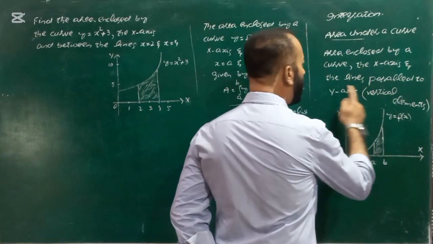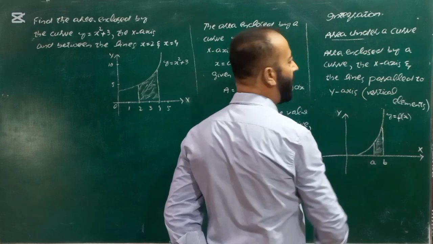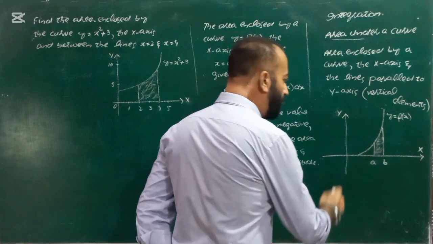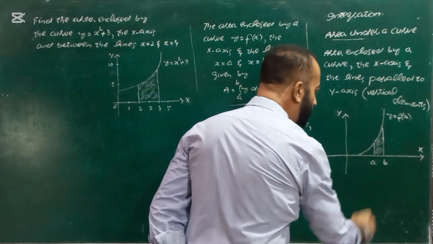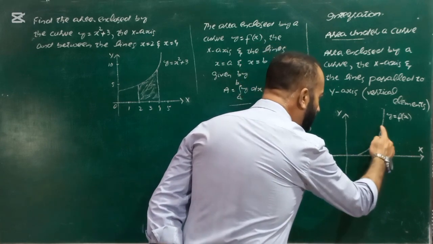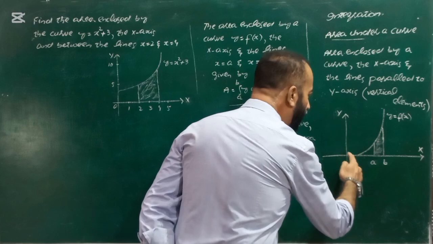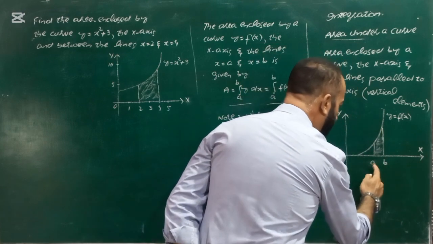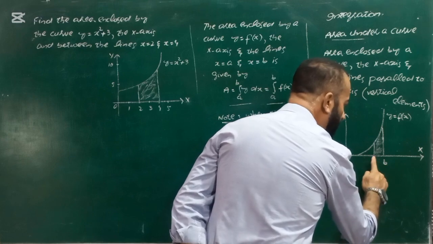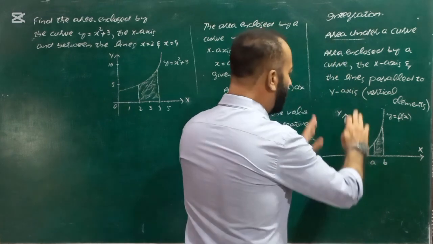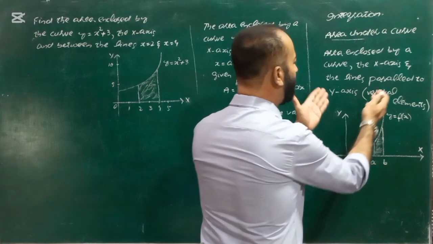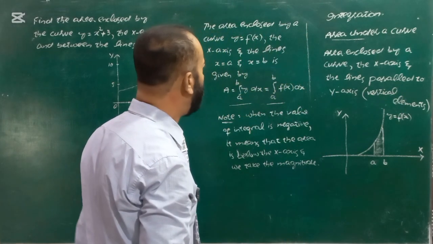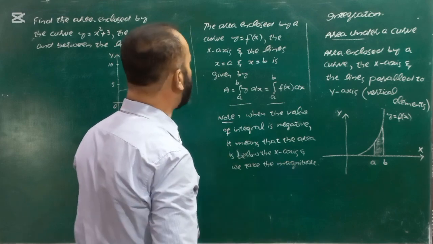the x-axis and the lines parallel to the y-axis, that is vertical elements. So the graph will be of this shape. The lines will be parallel to the y-axis, the curve and the x-axis, and there will be a limit from the initial point to the final point. So this will be the shape of this kind of graph, and we will be required to find the area under a curve.